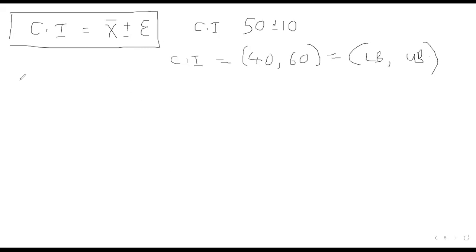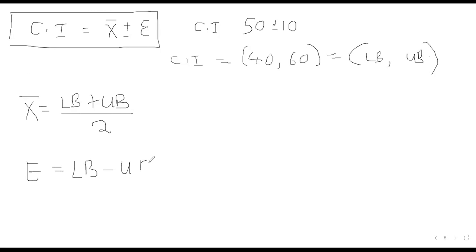So this will help us go backwards. It helps us find our mean. Our mean is simply the lower boundary plus the upper boundary divided by what? By 2. And our error is simply equal to our lower boundary minus the upper boundary divided by what? 2.